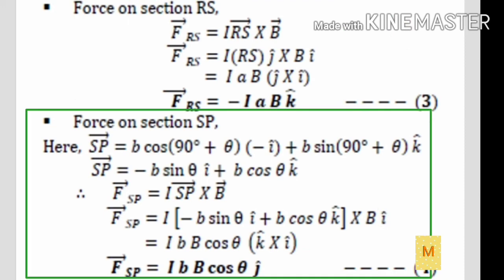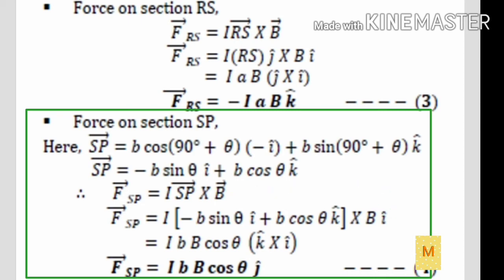And next, the force experienced by the section SP can be written as F_SP vector is equal to I SP vector cross B vector. Here the SP vector and B vector are replaced by their unit vectors. Look at the portion SP in the figure. It is equal to minus B sin theta i cap plus B cos theta k cap. And look at the direction of magnetic field. It is along the positive x direction, so the unit vector along the positive x direction is i cap. So B vector is replaced by B i cap.